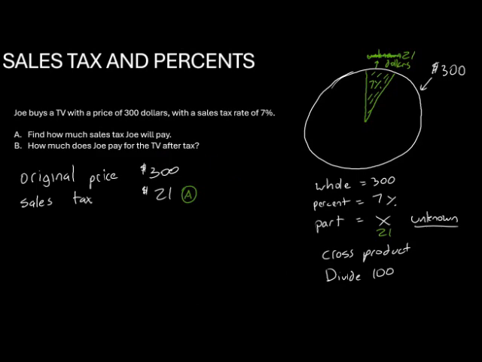For part B, to figure out how much Joe pays after tax, we keep in mind that the original price of the TV was $300. The sales tax we just found from part A is $21. Now, the tax will always increase the price you pay for an item. Therefore, we'll have to add the price plus the sales tax.